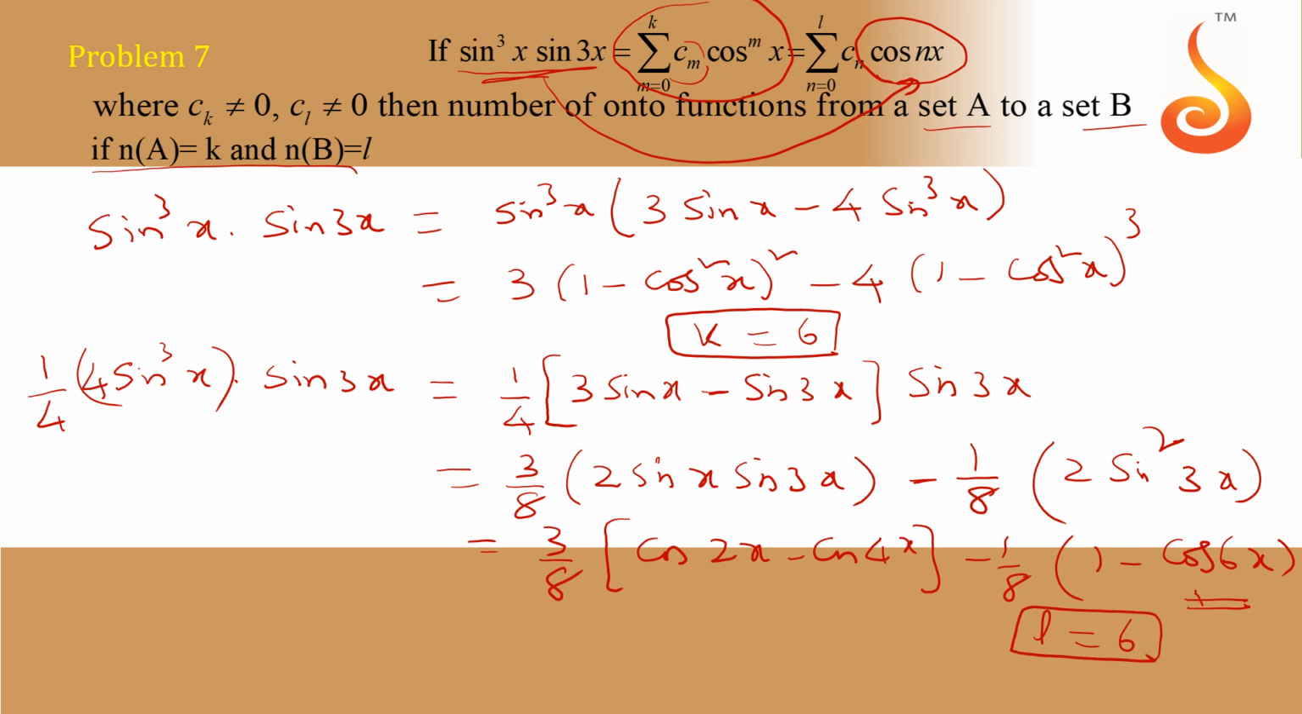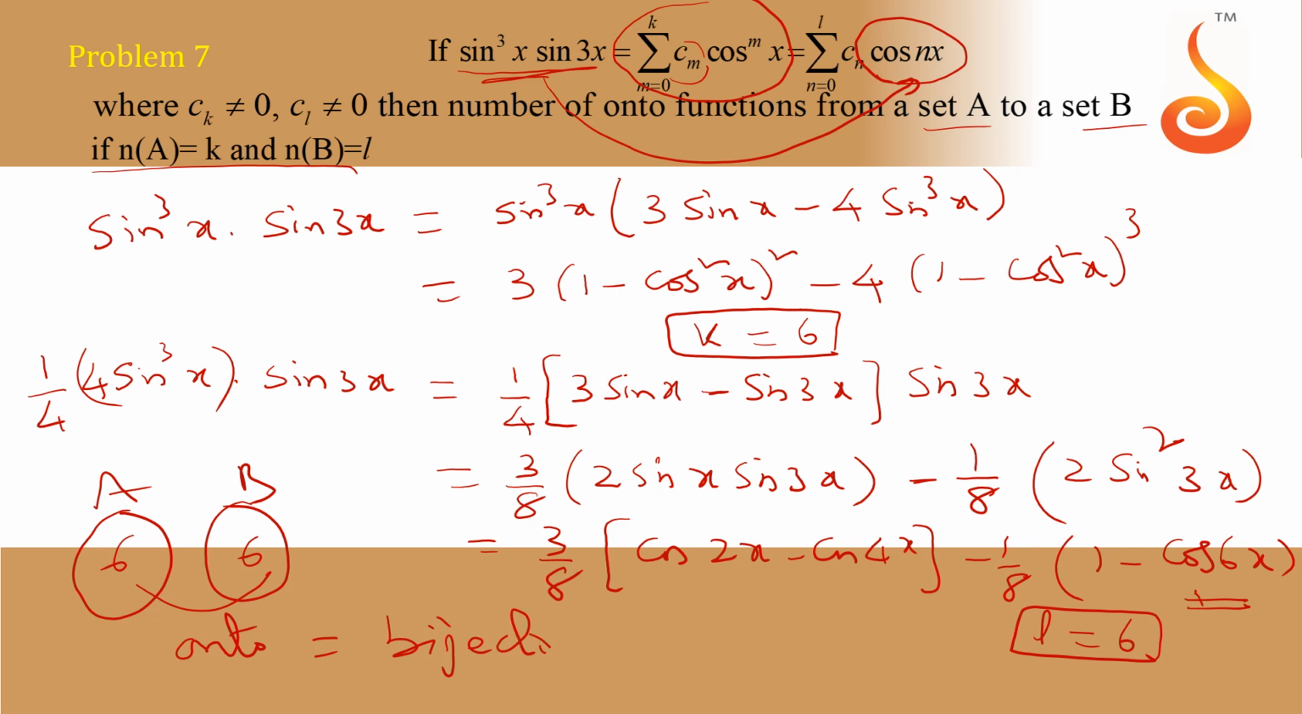So here n of A you have 6 elements and n of B you have 6 elements. And I am asking the number of onto functions. It is nothing but bijections, because n of A equals n of B. So which is 6 factorial, which is equal to 720. Let us go to the next problem.